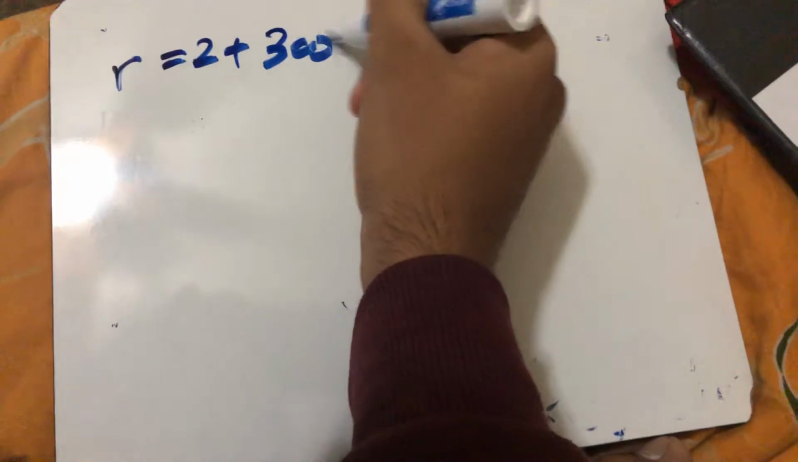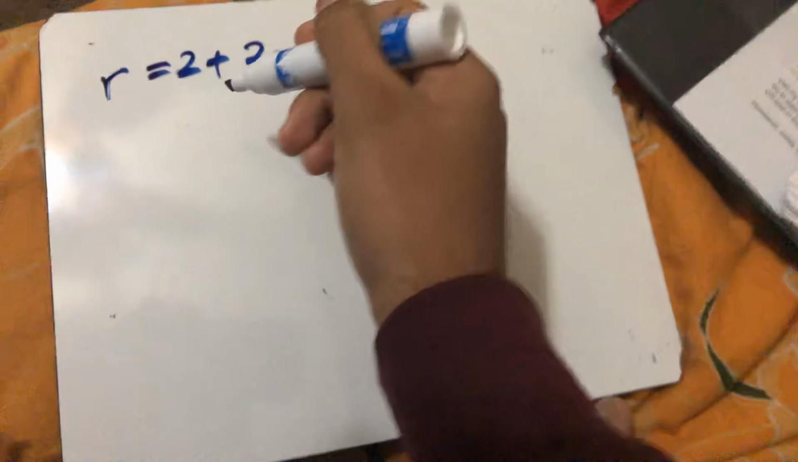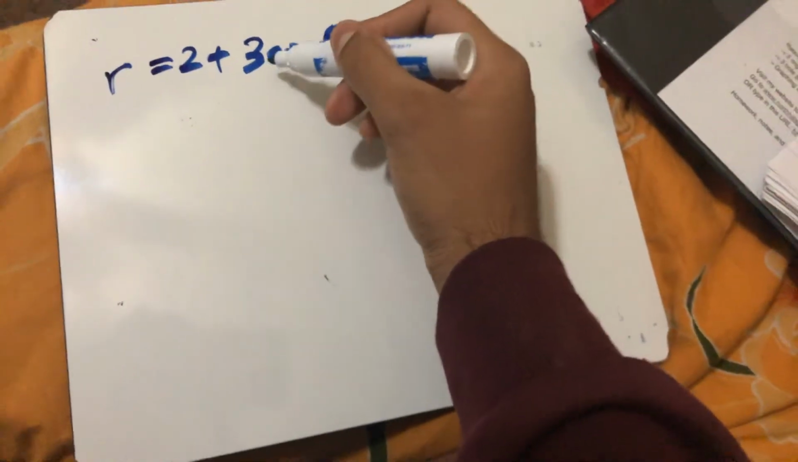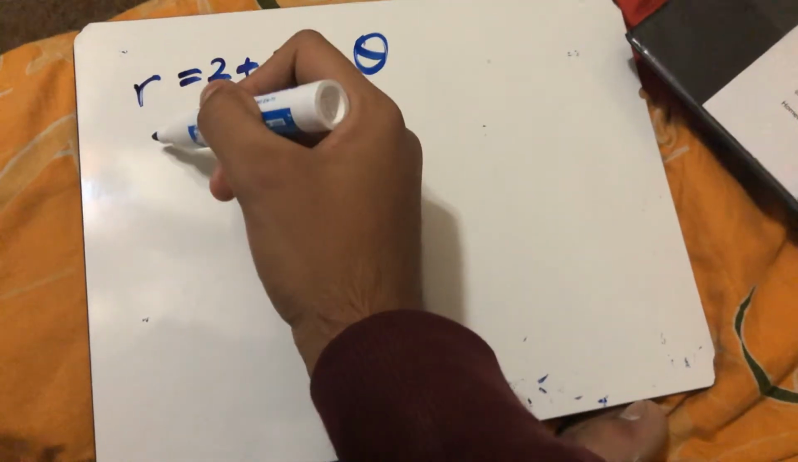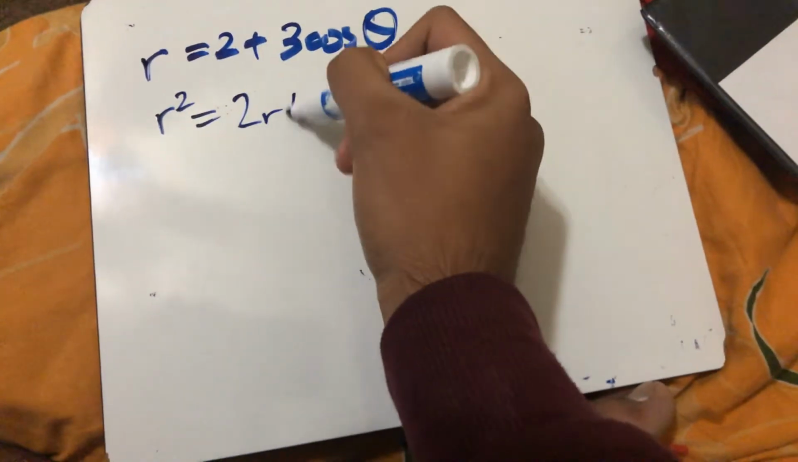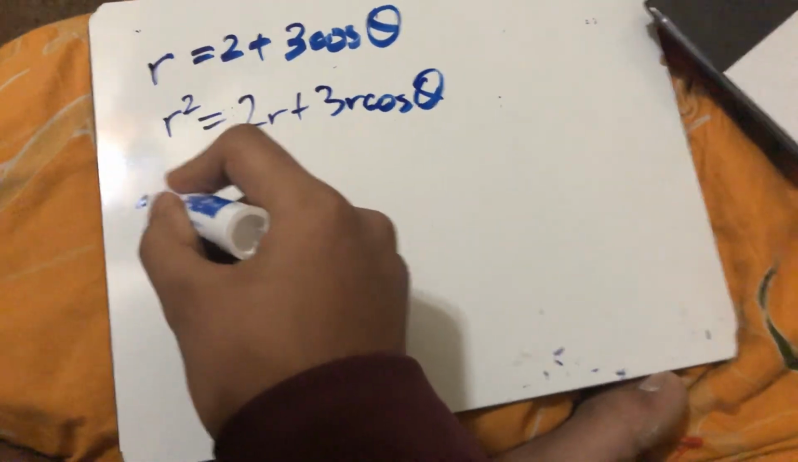So if we're looking at number 39, we have r equals 2 plus 3 cos theta. So once again, this is a little bit trickier because we do have an extra constant that's being added here. But same thing, we need to get an r cos theta here. We're going to multiply both sides by r. I'll get r squared equals 2r plus 3r cos theta. r squared is going to be x squared plus y squared.